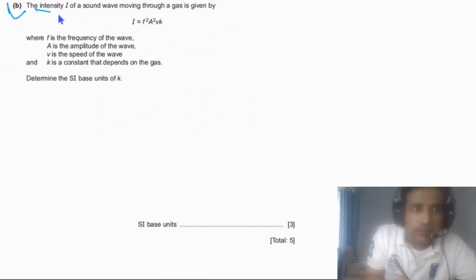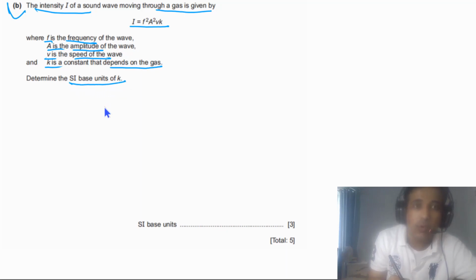Part B says the intensity I of a sound wave moving through a gas is given by this equation, where f is the frequency of the wave, A is the amplitude of the wave, and v is the speed of the wave. k is a constant that depends on the gas. We need to determine the SI base units of k. So we can make k the subject of this equation: k is equal to intensity over frequency squared times amplitude squared times v.